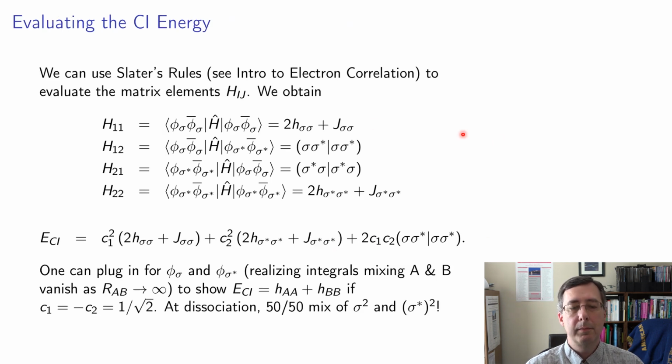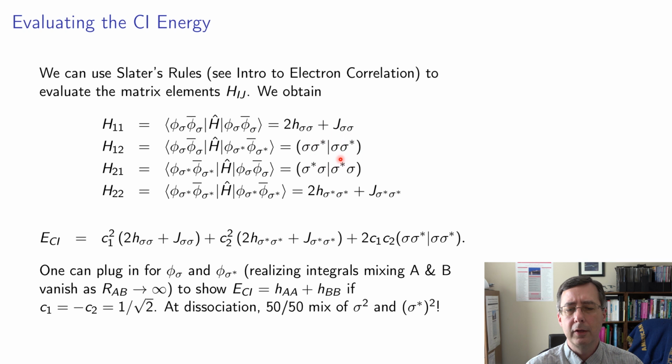Now, what are these matrix elements? Well, I could use Slater's rules, which I talk about in electron correlation notes. And we've already seen that H11 is just the Hartree-Fock energy of the ground state determinant, where I put both electrons in the sigma orbital. H22 is the analog of that, where I put both electrons in the sigma star orbital, which is in general higher, but will be the same at bond lengths of infinity.